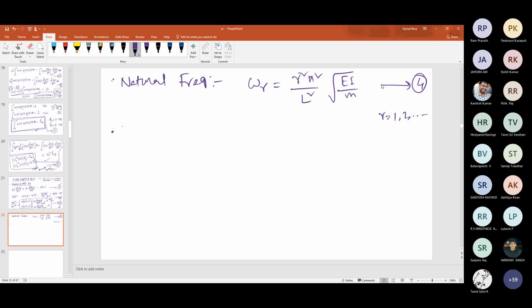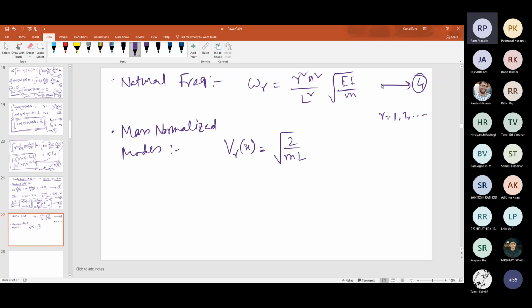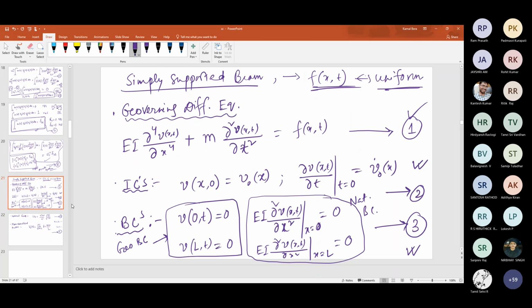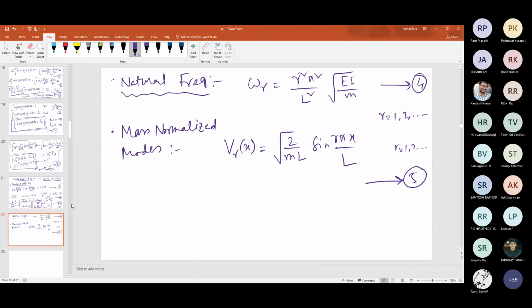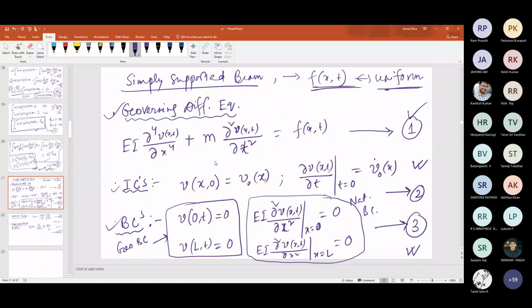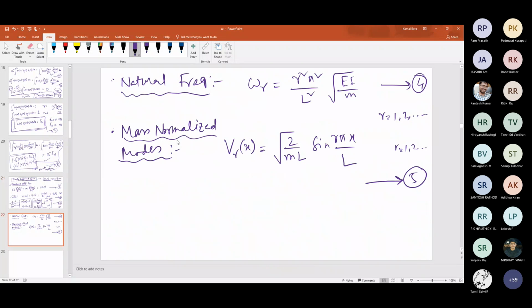Then mass normalized mode. That is V_r(x). What is that? Root over 2 by mL, sin r pi x by L, r equal to 1 to so on so forth. Equation number 5. Okay. Summarize. Governing differential equation, initial condition, boundary condition, natural frequency, mass normalized mode. Remember, for simply supported beam. Okay. Uniform simply supported. Then what is the meaning? Orthogonality that we have just discussed.